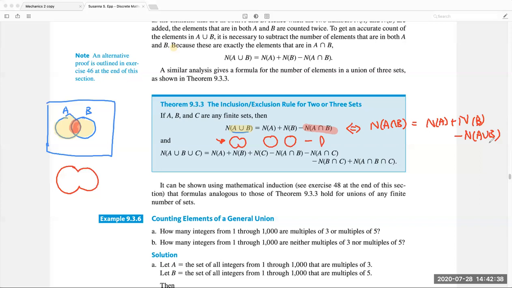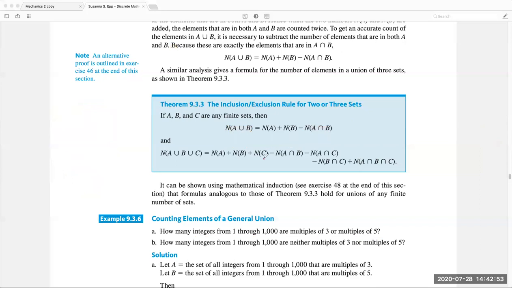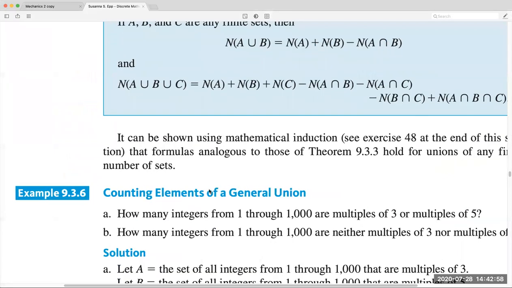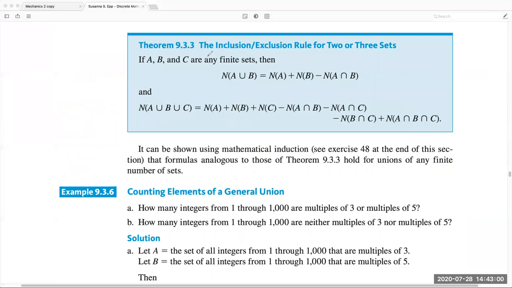So let's have a look at one of the examples. Let's say this one. How many integers from 1 to 1000 are multiples of 3 or multiples of 5? So how can we make use of this theorem to do this question? It's not difficult for us to get the number of integers that are multiples of 3. It's starting from 3, 6, 9, up to 999, okay? And then how many numbers are here?